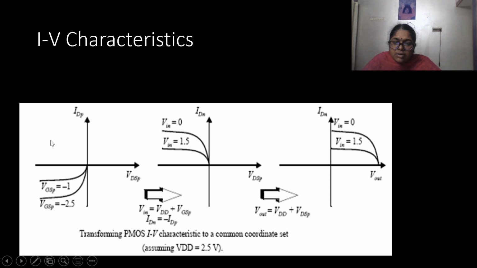So next we try to translate it to the second quadrant by taking Vin is equal to VDD plus VGSP. So when Vin is equal to VDD plus VGSP, we get Vin is equal to 0 or Vin is equal to 1.5. And then we translate this to the first quadrant here. So you can see translating to the first quadrant, we are moving this to the first quadrant, so you get the characteristics in this manner. Here we have considered VDD is equal to 2.5 volts.